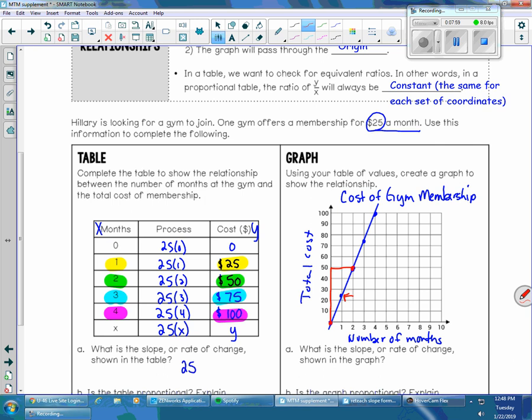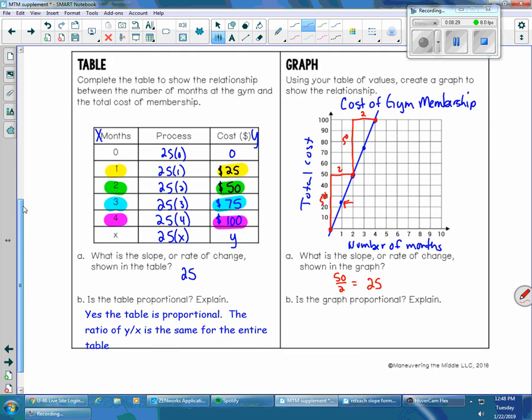So what is the slope or rate of change? 50 over 2. 50 over 2 is 25. So my slope is 25. Now that should be constant. Every time I see integer coordinates, it should be the same. And here I'm going up 50 and over 2. This is 50 over 2. So that slope triangle should be the same everywhere on my line.